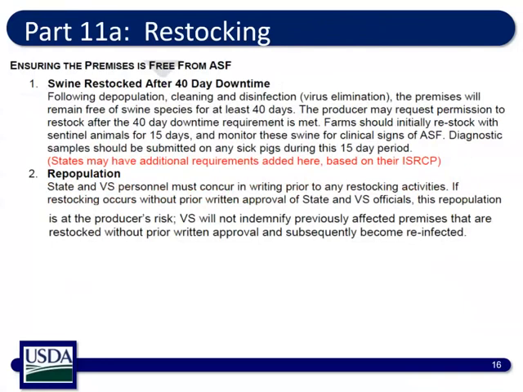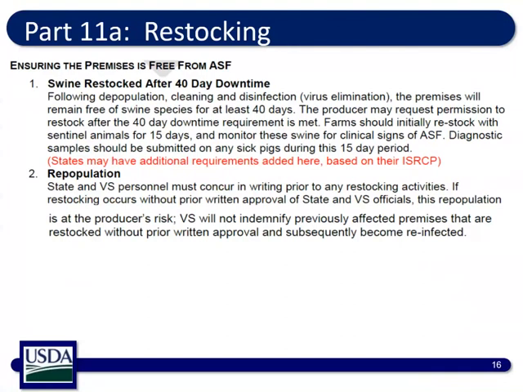And then the restocking piece gets a little bit interesting, and this is probably where we could use quite a bit of feedback and help. At this point in time, we don't have an approved environmental sampling protocol for a farm that was infected with ASF and went through euthanasia, disposal, cleaning, and disinfection. There's no environmental sampling plan at this point in time.